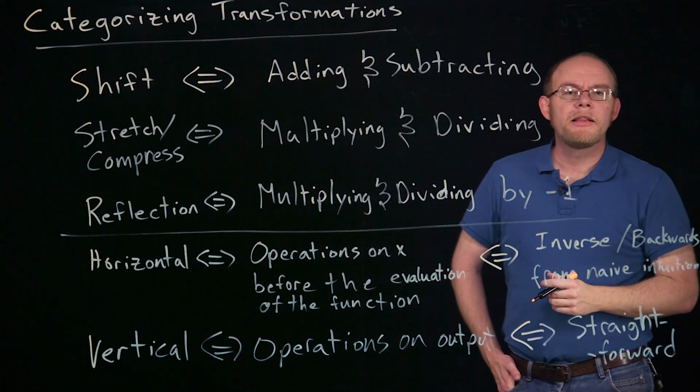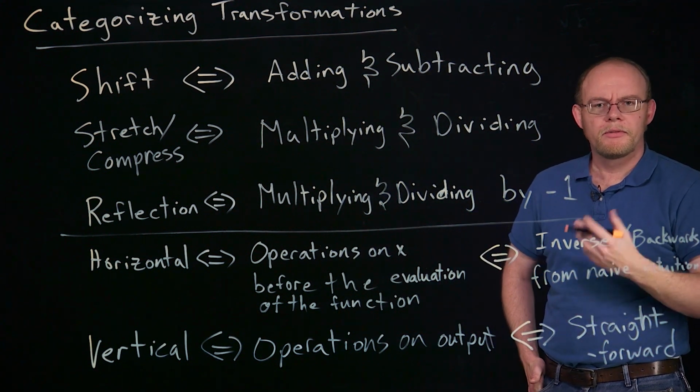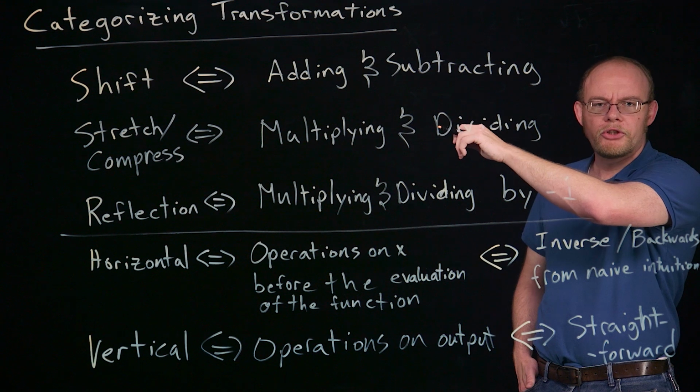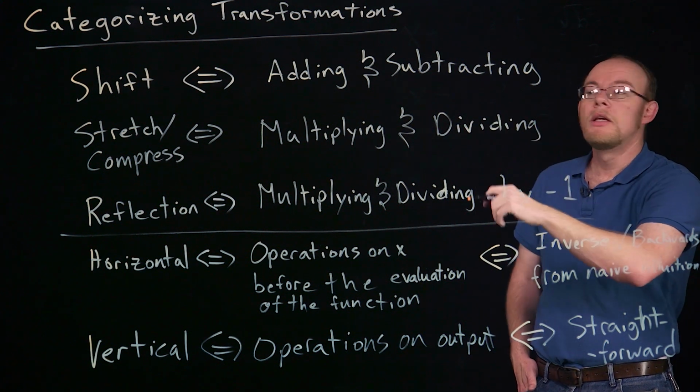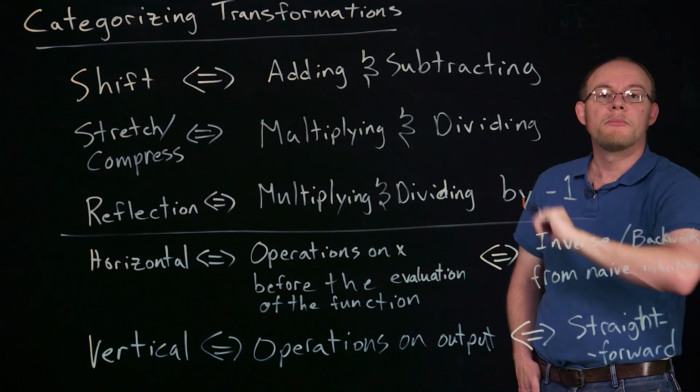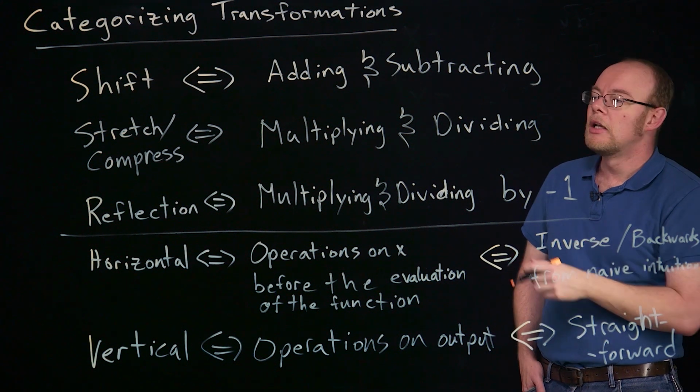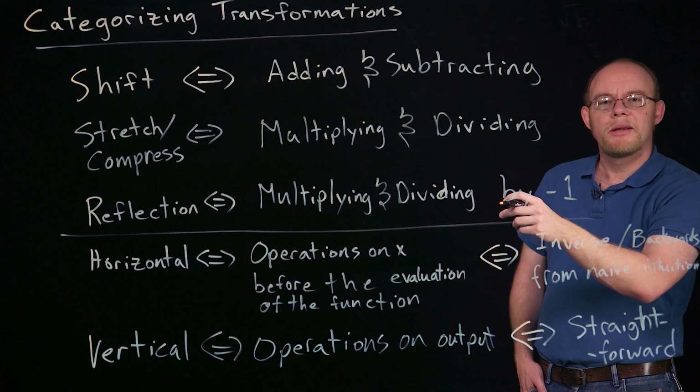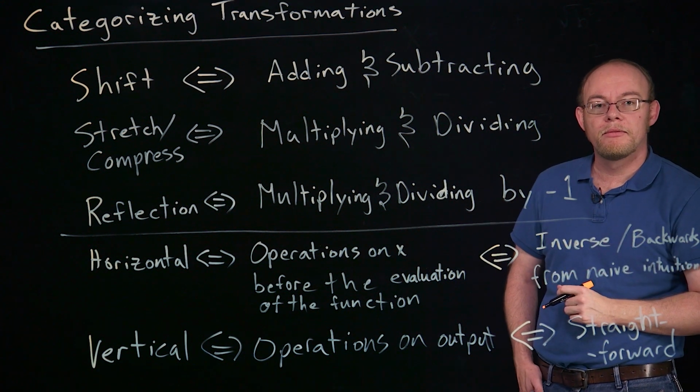So anytime you're doing anything with transformations, here's your general sort of categories. If you add or subtract, that's a shift. And if it's a shift, you add or subtract. If you stretch or compress, that's the same as multiplying or dividing within the function. And if you want a reflection, that's equivalent to multiplying or dividing by -1.